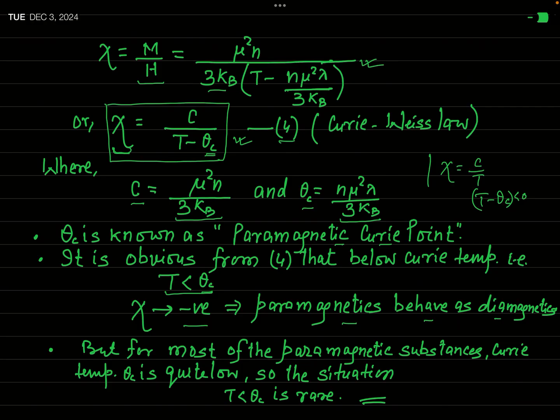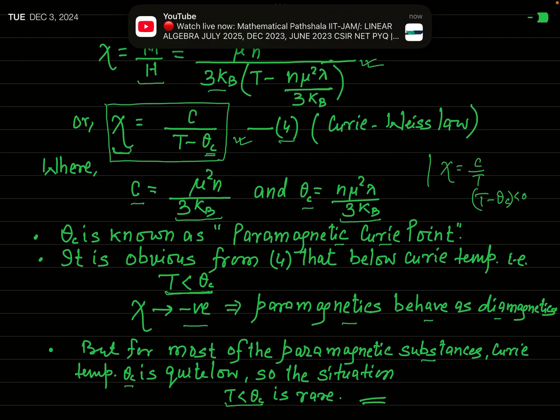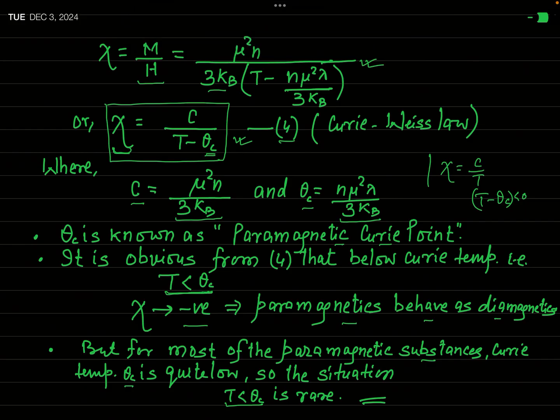But what is the practical fact? What do we see in practice? In practice, it is found that for most paramagnetic substances, the Curie temperature theta c is quite low. It is so low that the situation of T less than theta c normally does not come into practice. It is very rare. So as T is generally not less than theta c, a paramagnetic material does not behave like a diamagnetic material in general.